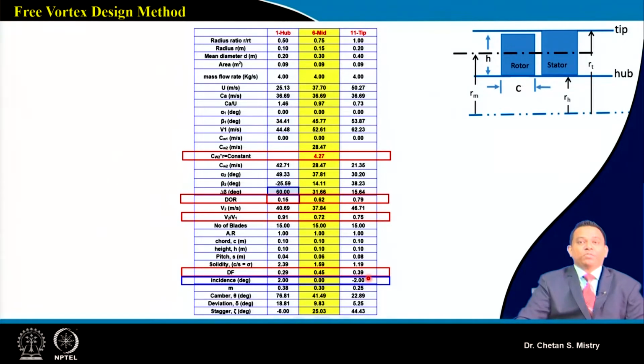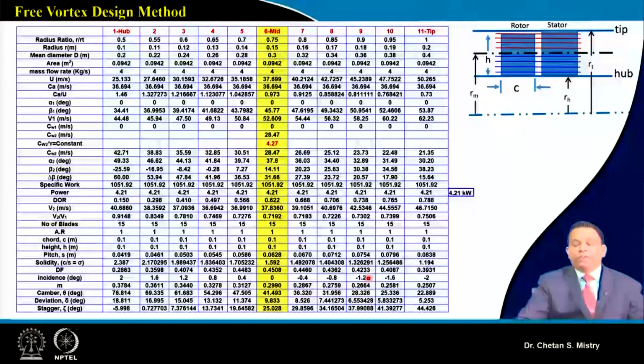Now let's see, suppose we are looking at the whole design, or we are looking at all the stations. So if we consider, this is our rotor and stator. As we have discussed, we are dividing this rotor and stator into 11 stations. So at mid station we have done our calculation. Based on our understanding, we have done our calculation at the hub as well as at the tip, because those radii are known to us.